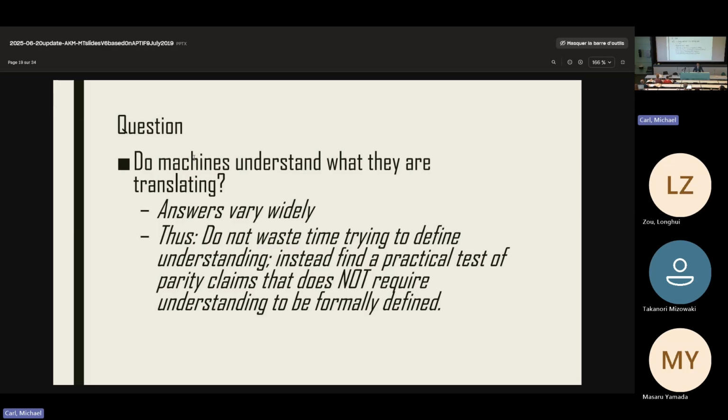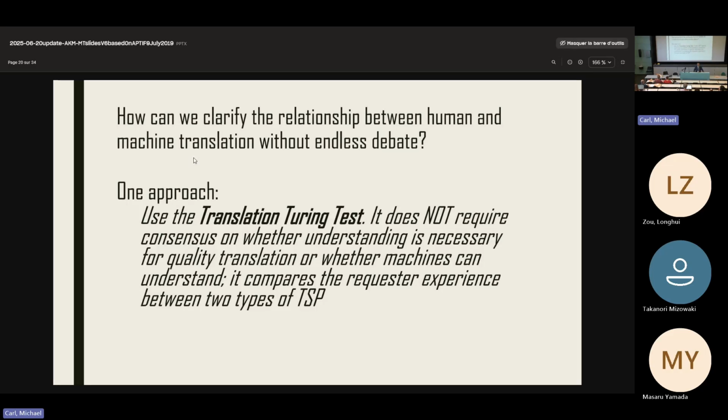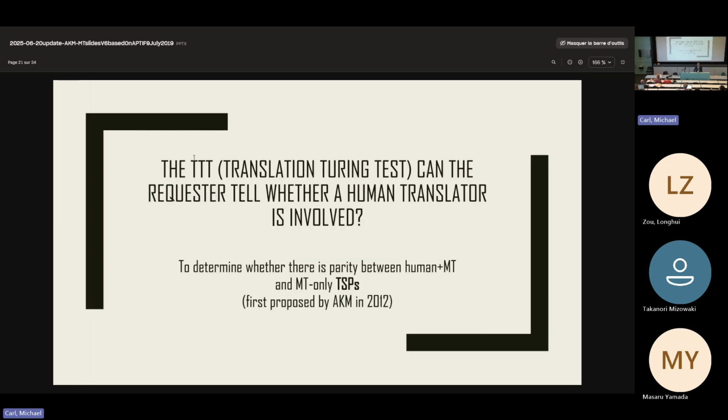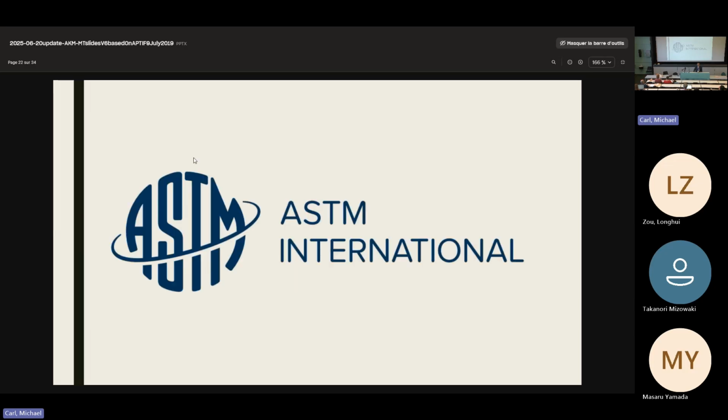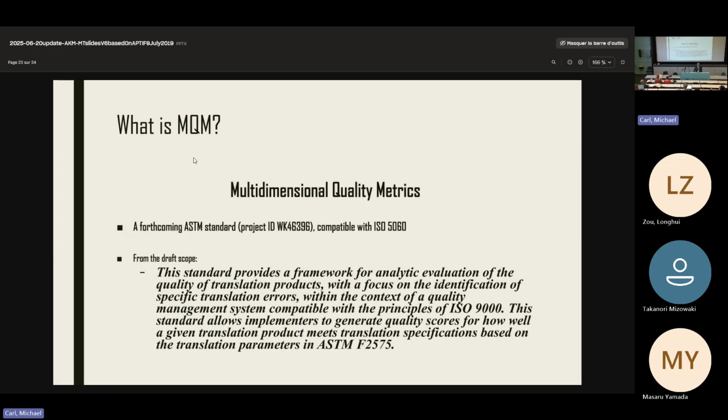So, the question, do machines understand what they're translating? Not relevant today. What's relevant is how we can test in a practical way that does not require a definition of understanding, and that is the translation Turing test. So, this is what we'll be talking about the rest of the tutorial here. I'll give you just the briefest overview, and then we'll go into much more detail.